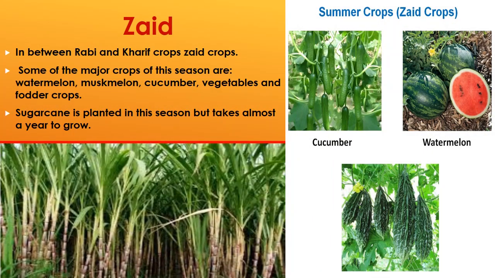In between the Rabi and Kharif seasons, there is a short season during the summer months known as the Zaid season. Some of the crops produced during Zaid are watermelon, muskmelon, cucumber, vegetables, and fodder crops. Sugarcane takes almost a year to grow.